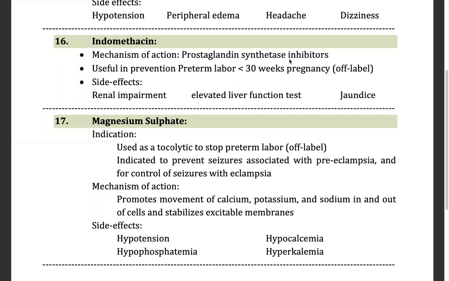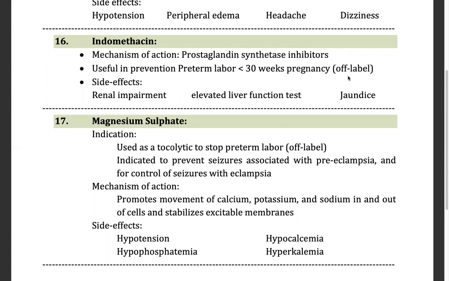And we know that the prostaglandins are responsible for the contractions of the uterine smooth muscle. So if there is no prostaglandins, no contractions. So it is useful in the prevention of preterm labor, preterm birth less than 30 weeks of the pregnancy, and it is off label. Off label means it is not approved by the FDA.